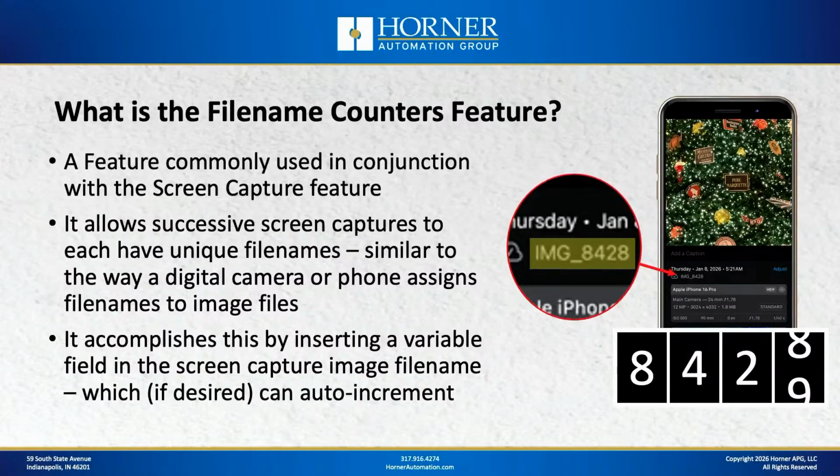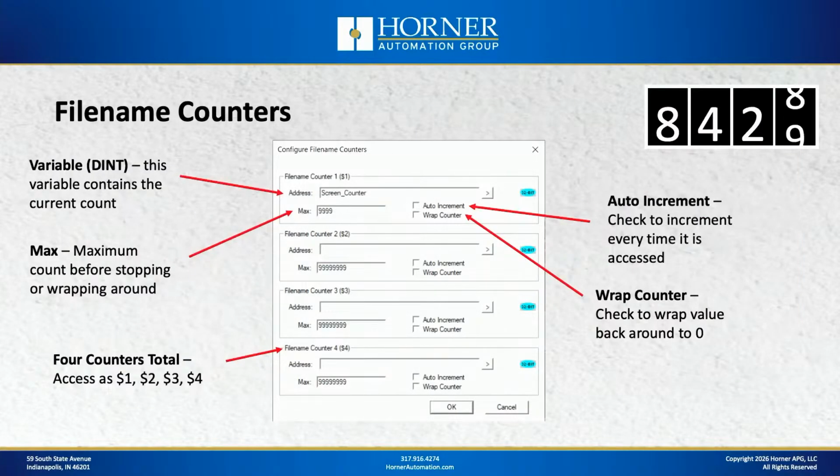So really, the file name counters feature in the Horner OCS follows that same approach. All right, so how do you configure it? Well, first of all, you've got 4 file name counters to work with: 1, 2, 3, and 4. You start by assigning a variable to the file counter.